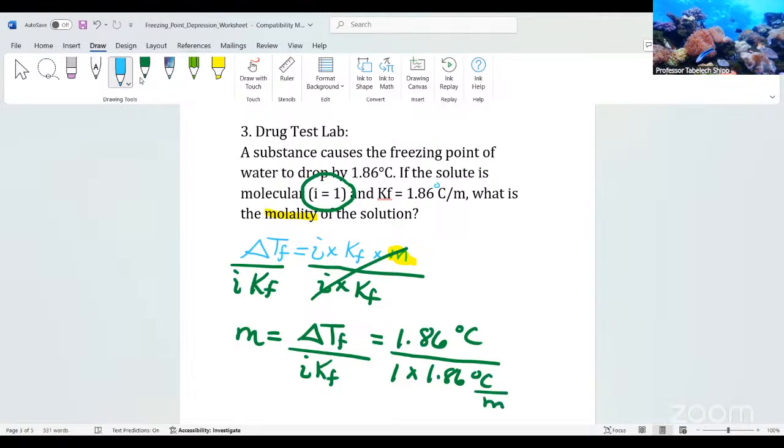So you already know what you're going to do, right? You're going to cancel out those degrees Celsius and you're left with your molality, that little symbol m. Well, 1.86 divided by 1.86 is equal to 1 molality. So that is your answer right there for number 3. See how simple these problems can be? I know it doesn't always appear to look simple until you dig into it and start the process. Okay? You've got to dig into it and start the process.